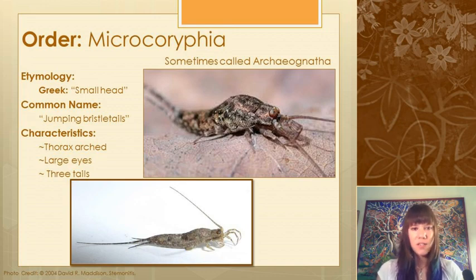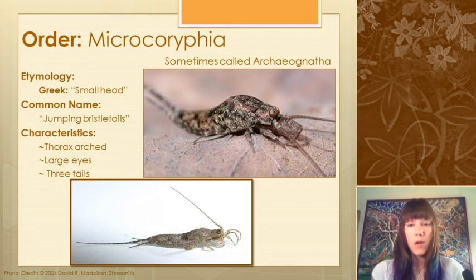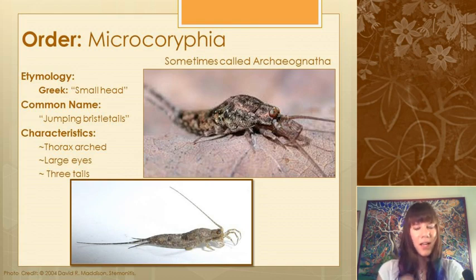Their characteristics are that their thorax is arched and they have really big, large eyes. Microcoryphea are often found under bark, so unless you're hacking away at tree bark, you're probably not going to find them. In fact, the best way to find them is this process called smogging or fogging, where you take an old dead tree and you waft pesticides out of it and put a white sheet underneath it and just wait for things to drop out, and that's pretty much how you get these guys.